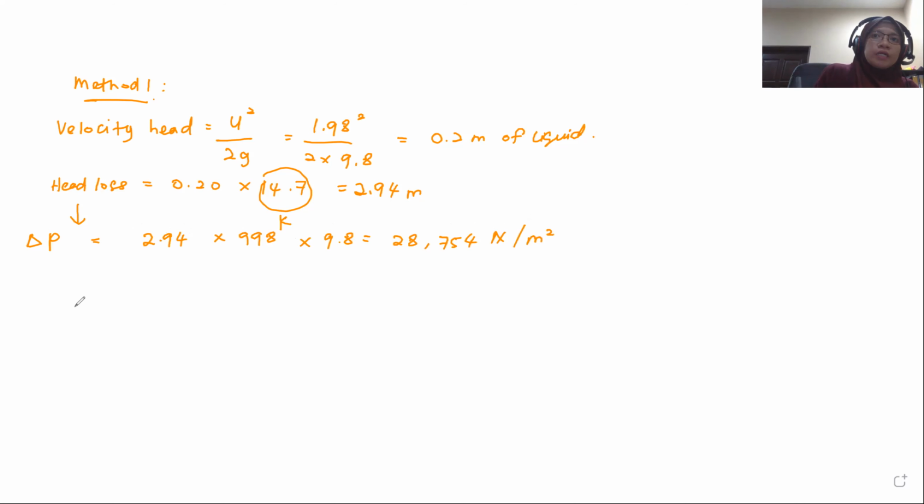So now we calculate the pressure drop due to friction. The equation is 8 times F L over D, times rho U squared over 2. And then we substitute the values: 8 times the F that we get from the Moody chart.